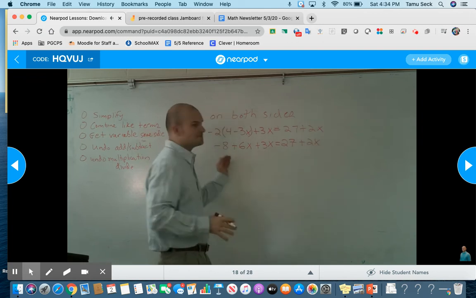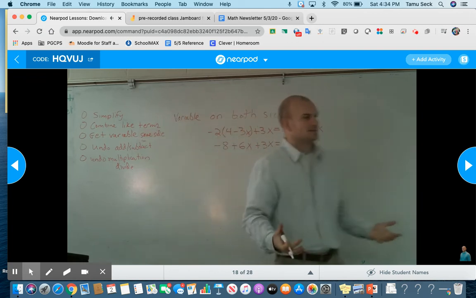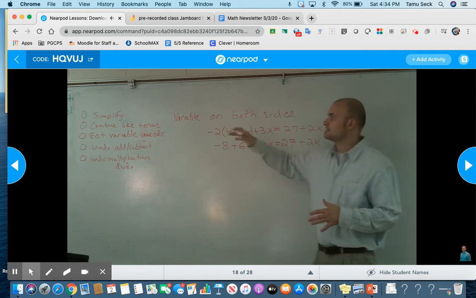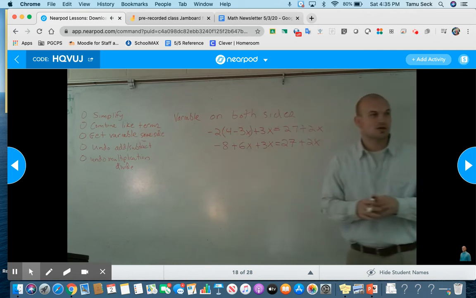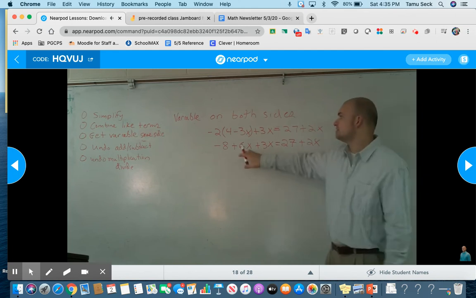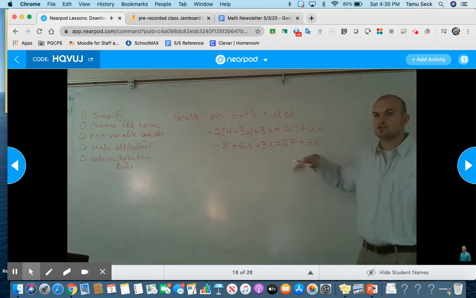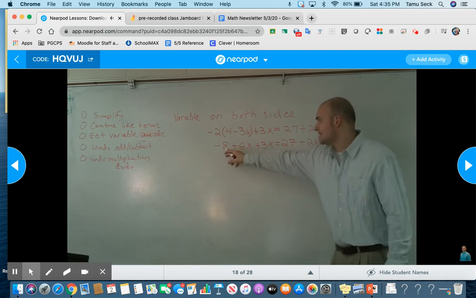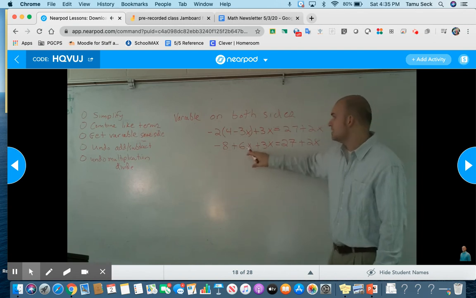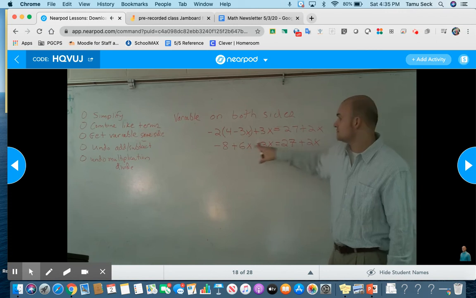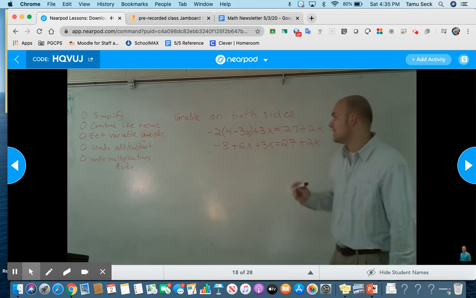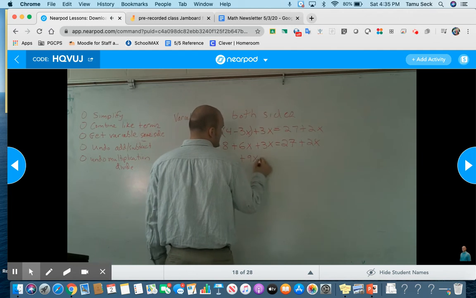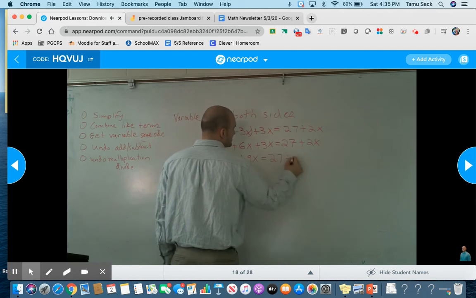So therefore now I've simplified to all adding and subtracting. The next thing I have to do is combine like terms. Remember, combine like terms is you're going to combine all your x's and combine all your numbers on the same side. I can't combine my negative 8 with anything, there's no other numbers over here. However, I do have the coefficients of my x terms. I can combine those. So I have negative 8 plus 9x equals 27 plus 2x.